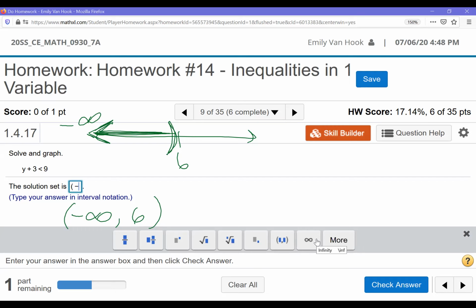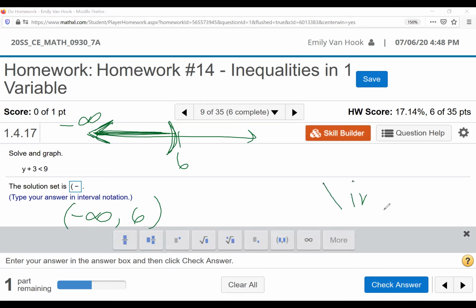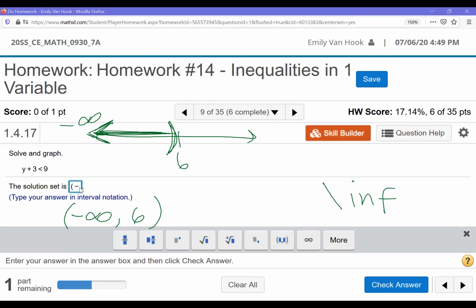It might be too tiny for you to read, but this is telling me a keyboard shortcut that I can type. There's a backslash and then INF. So I'll just make a note of that, backslash INF. That's a way you can type the infinity symbol. Watch. I'm going to type backslash and then I, N, and as soon as I type the letter F, it's going to magically turn into an infinity symbol, like that. So you can type it that way, or you can just click infinity. And then comma, 6, and then close parentheses.